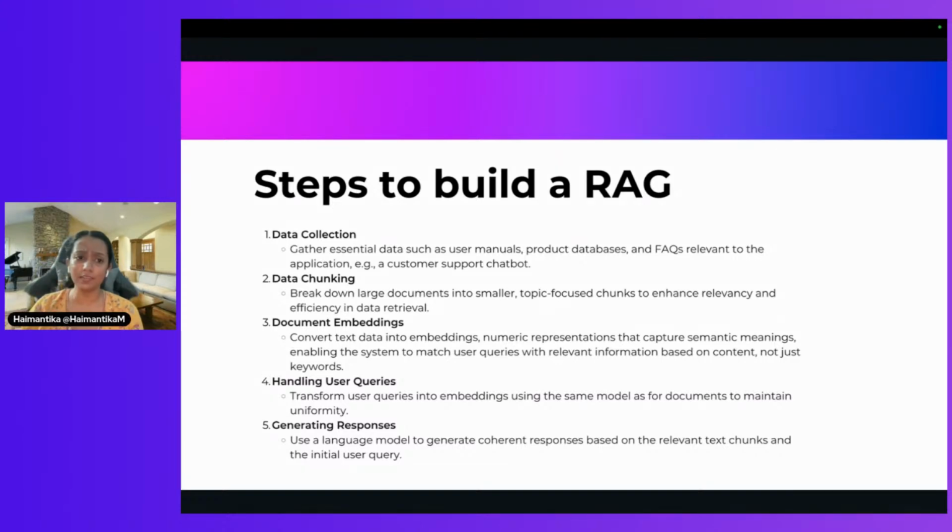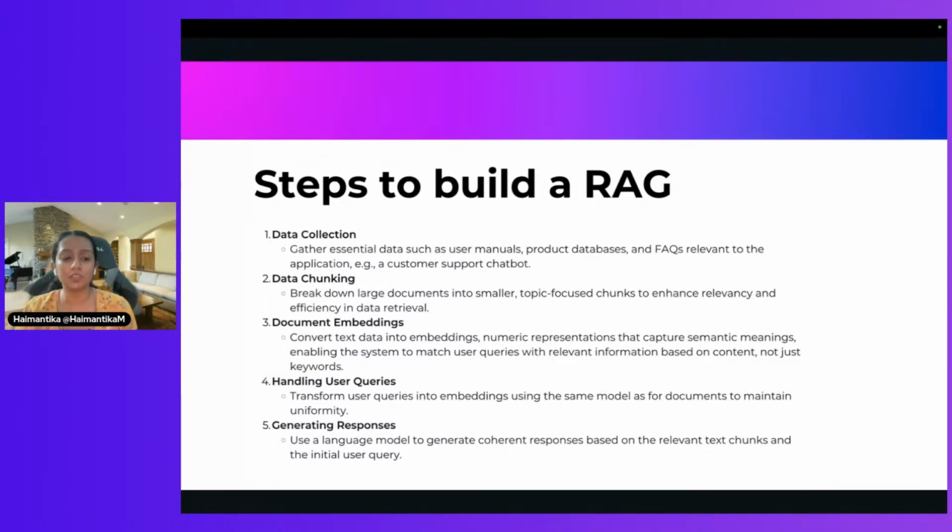Then the next part is document embeddings. So basically what you need to do in this step is convert the text data into embeddings, or numerical representations that capture the semantic meanings, and it enables the system to match the queries with information that is available in the content. Like I mentioned right now, if I were a user asking your pizza making chatbot, hey, I want to order a non-veg pizza, that's where it would go back, get me the data, and then give me the relevant information.